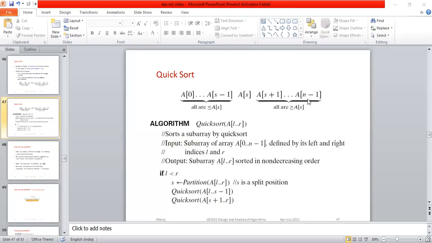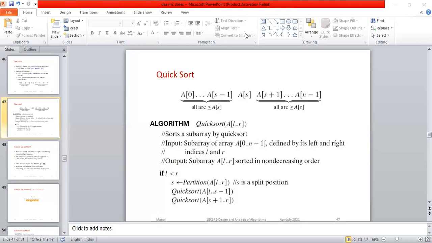So what is R? It is N. What is L? It is 0. So 0 to S minus 1, you take it as L to S minus 1 and S plus 1 to N minus 1, you take it as S plus 1 to R. Okay.